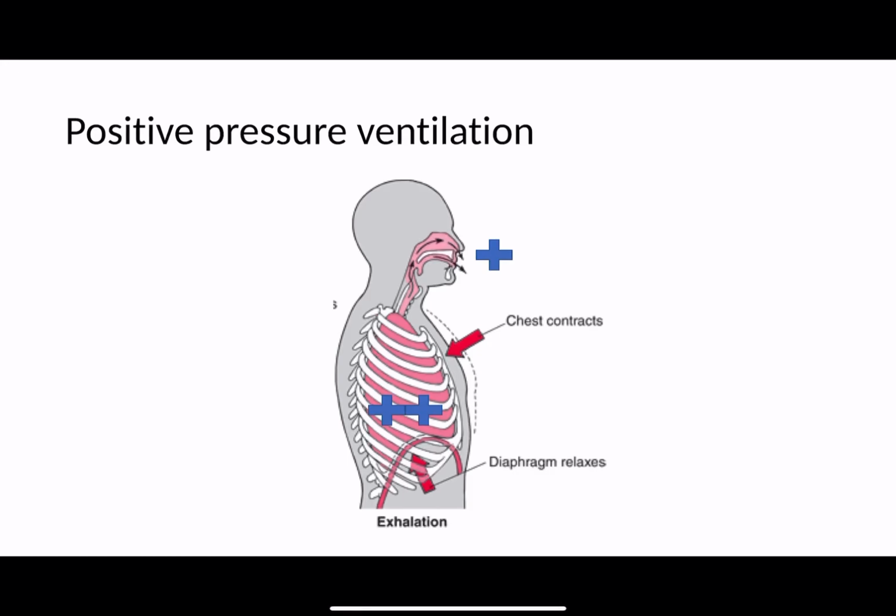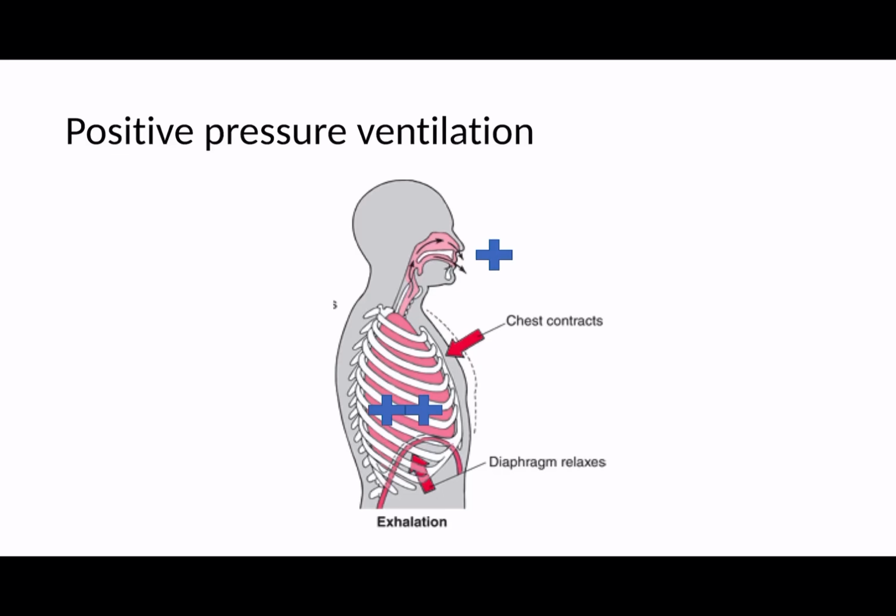Then we need to think about exhalation. That's the other really important part. Now, normally, in normal spontaneous breathing, expiration is passive. You just relax down and the diaphragm curls up and pushes the lower zones of the lungs up and the chest wall collapses down.